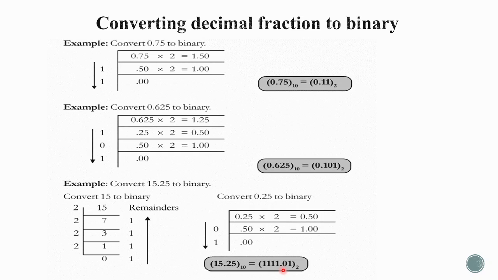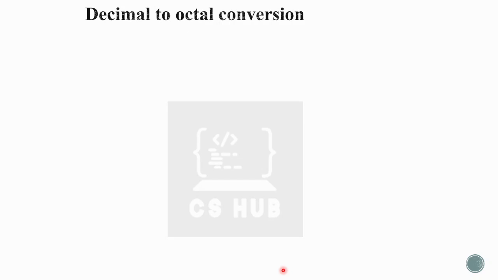1111.01. This is the answer, and this is the method of converting a decimal number to a binary number. So the whole decimal number is converted to binary by repeatedly dividing by 2, and the fractional number is converted to binary by repeatedly multiplying by 2. The same method is used in other conversions also.